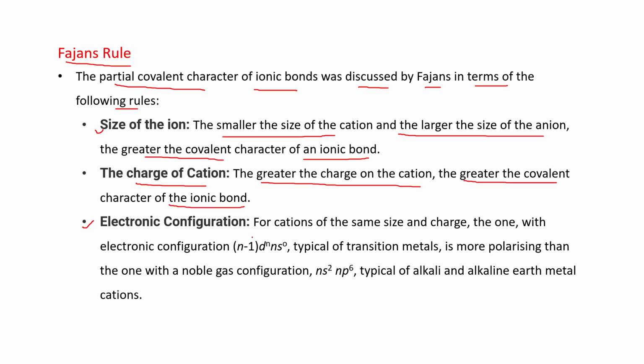Electronic configuration. For cations of the same size and charge, the one with the electronic configuration (n-1)d^n ns^0, which is typical of transition metals, is more polarizing than the one with the noble gas configuration, that is ns2 np6, typical of alkali and alkaline earth metal cations.